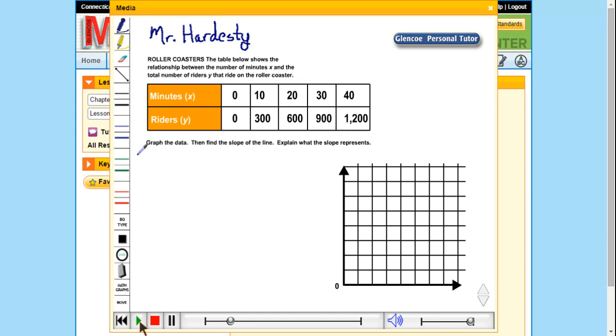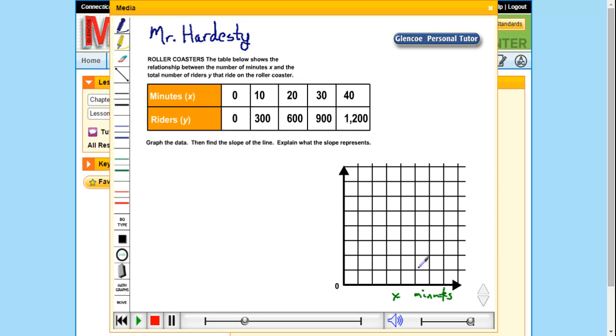So first we are to graph the data, and let's do that by plotting our ordered pairs, x, y, on our grid. First, let's analyze our data because our grid is not labeled, and we need appropriate marks along the way so we have plenty of room to see what we're graphing. Minutes, x. Our x-axis is down here. That's where the minutes will be.